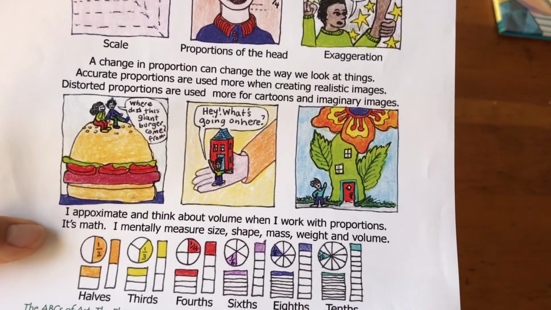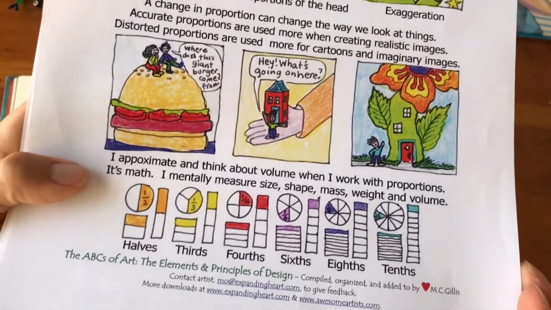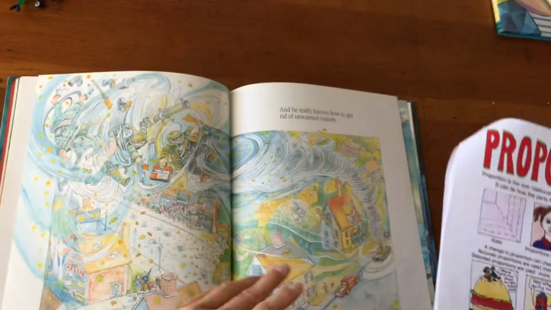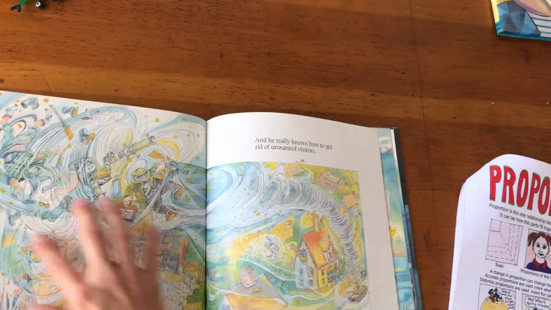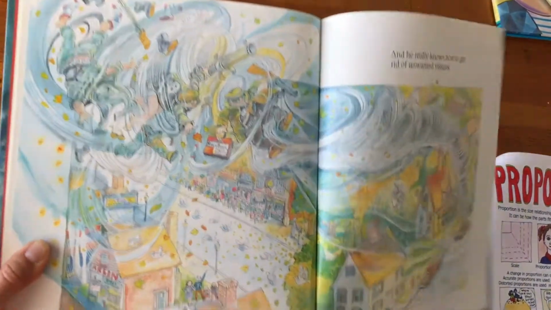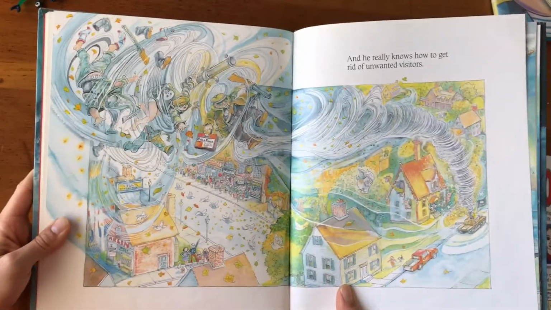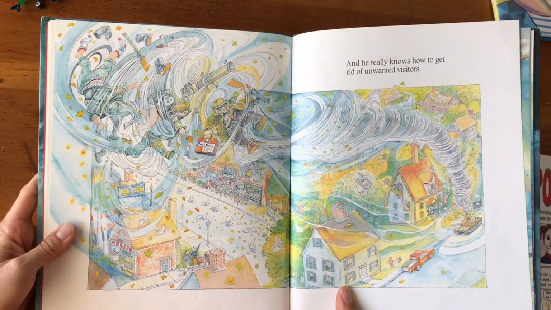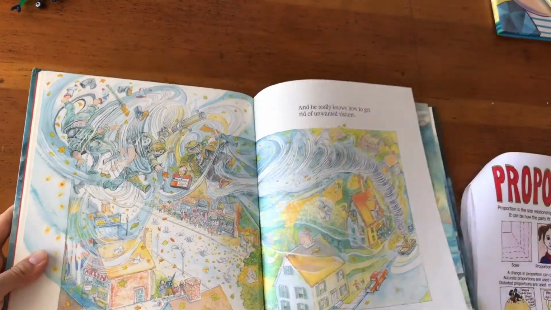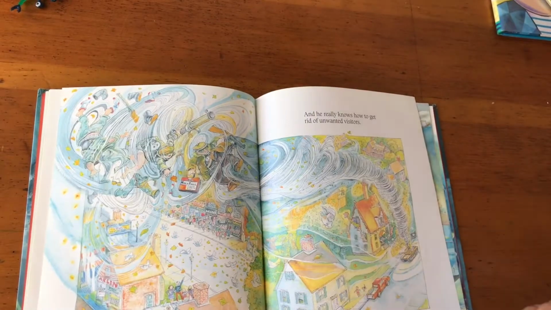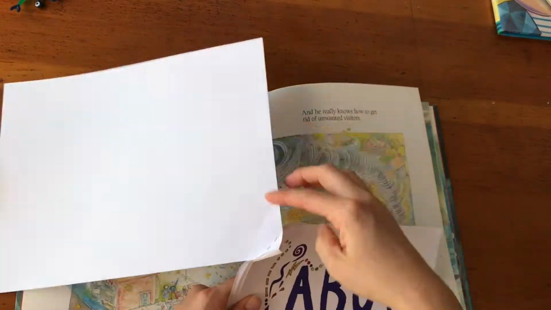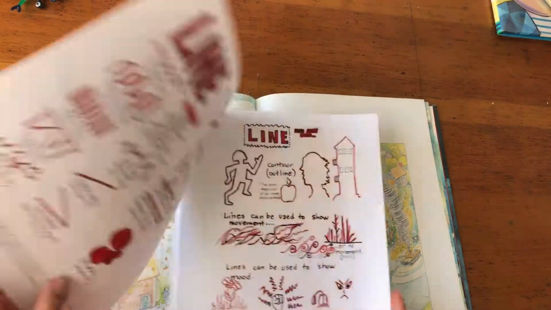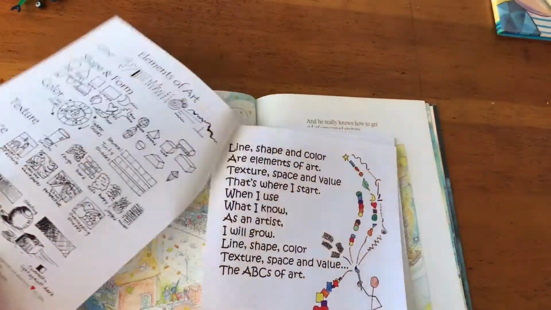I approximate and think about volume when I work with proportions. It's math. I mentally measure size, shape, mass, weight, and volume. So what do you notice about the proportions in this picture? So, those are the ABCs of art.